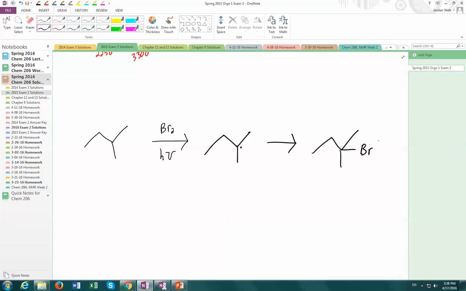And is that plus an enantiomer? In this case, it's not a chiral center because it's connected to two methyls, and so it would just be this one product. Haley, you got a question about this?